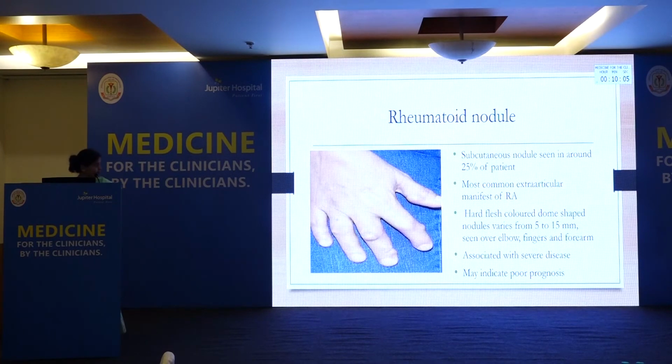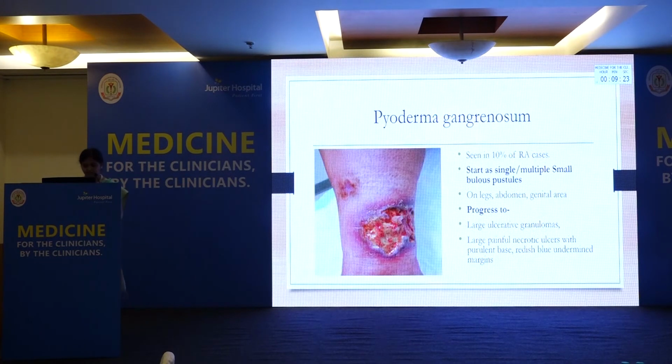Then this is a very common manifestation of rheumatoid arthritis patients, which is called a rheumatoid nodule, present in almost 20 to 25% of patients in the chronic course. And if we see, this is a hard, flesh-colored, dome-shaped nodule which varies from 5 mm to 50 mm in size, and it can be seen over the elbows, fingers and forearm. This is freely mobile beneath the skin. And a rheumatoid nodule is usually associated with the severe form of RA-positive rheumatoid arthritis. Hence, it indicates the chronicity of the disease and it indicates poor prognosis. But in a few patients, it may present early as well.